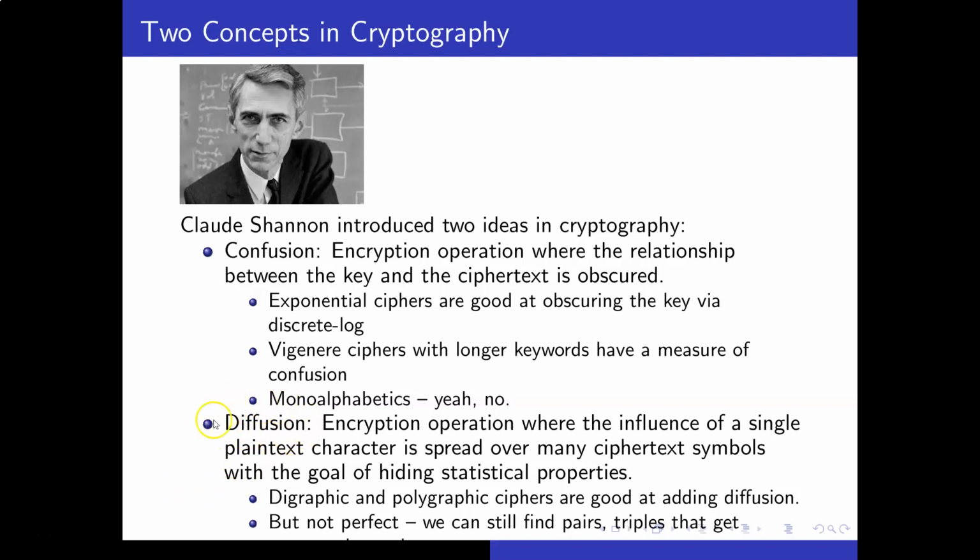So the other operation he talks about is diffusion. All right, so this is an encryption operation so that the influence of a single plaintext character is spread over as many ciphertext symbols as you can. This is good at essentially hiding statistical properties like frequency analysis and other things like that. So a couple of examples, we've seen digraphic and polygraphic. They are good at adding diffusion.